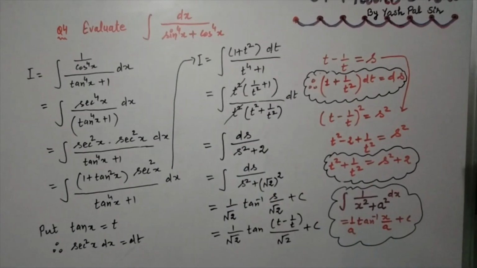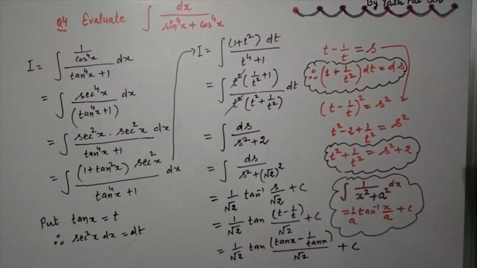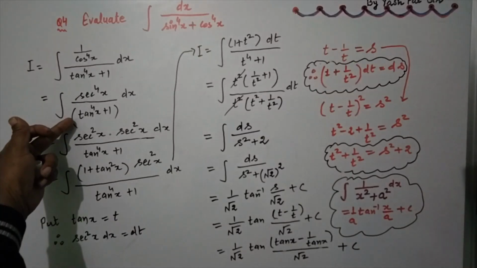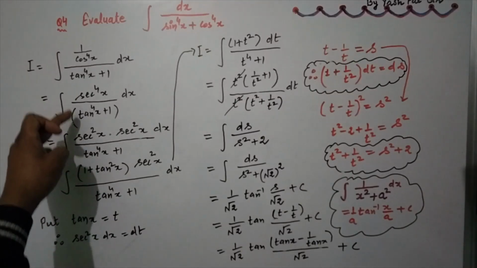What is s? Taking the original value of s, t minus 1 upon t. Again, what was t? T is tangent x. So replacing t by tangent x, 1 upon square root 2 tangent inverse of tangent x minus 1 upon tangent x whole divide square root 2 plus c. This is the final answer to this question.